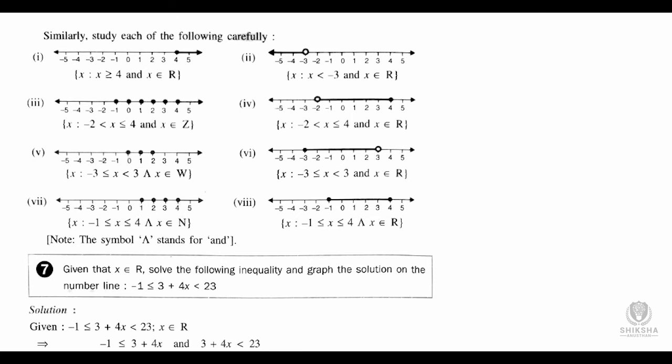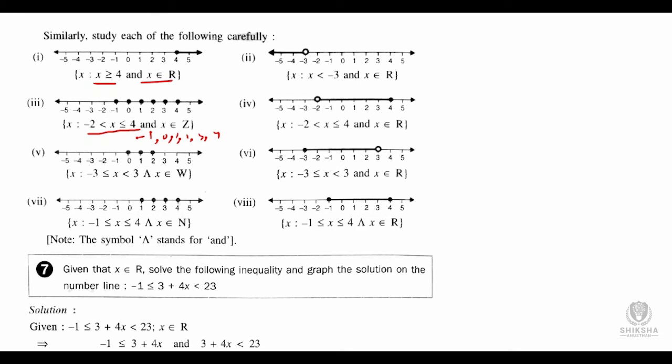Now, some similar examples. If x is greater than or equal to 4 and it is a real number, then 4 will be darkened and the whole arrow will be darkened. If x is less than minus 3 and is a real number, then minus 3 will not be darkened, but the whole arrow beyond that till infinity will be darkened. Then if we have a particular range, minus 2 less than x less than or equal to 4, this gives us a range where minus 2 will not be counted, but minus 1, 0, 1, 2, 3 and 4 will all be included, as minus 2 is not included and it is an integer.